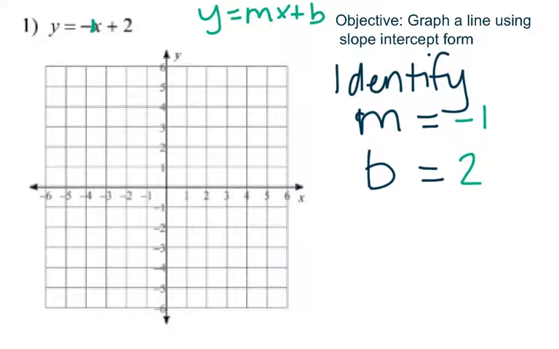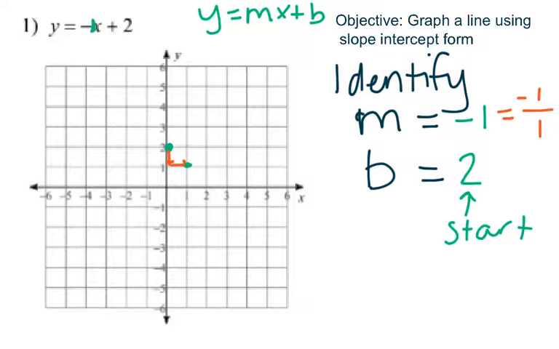We always want to start at the y-intercept. So we always want to start here on the y-axis. So we start at 2 on the y-axis. That point right there is our y-intercept. Now we're going to use our slope to find another point. So I'm going to rewrite my slope as rise over run. I'm going to go negative 1 over 1. So now I have a rise and I have a run. I'm going to go down 1 and then over 1. And then I'm going to put another point there.